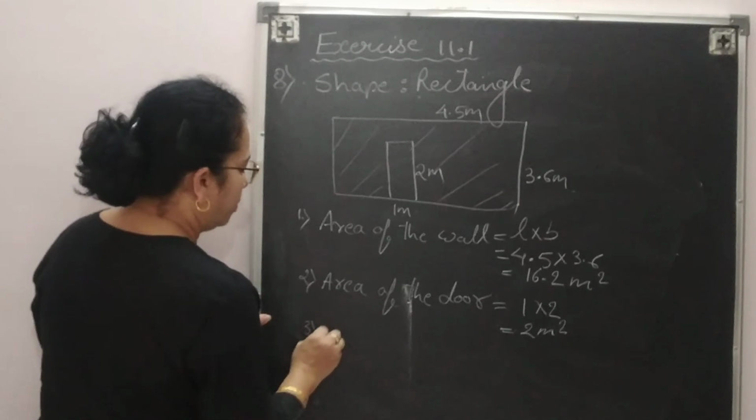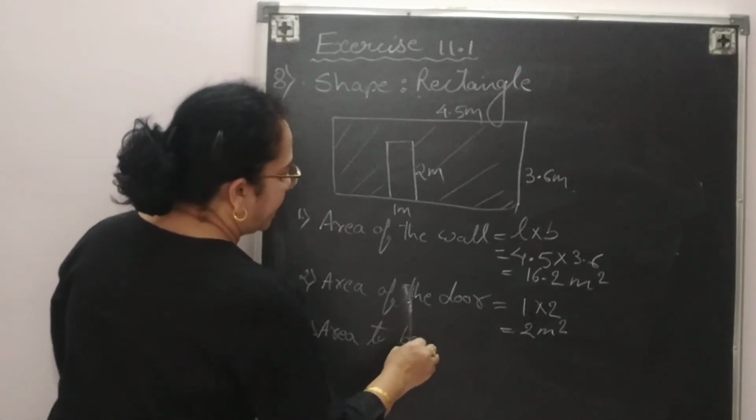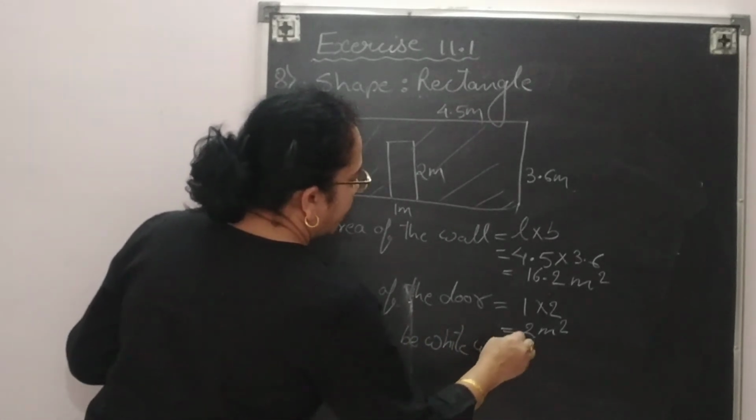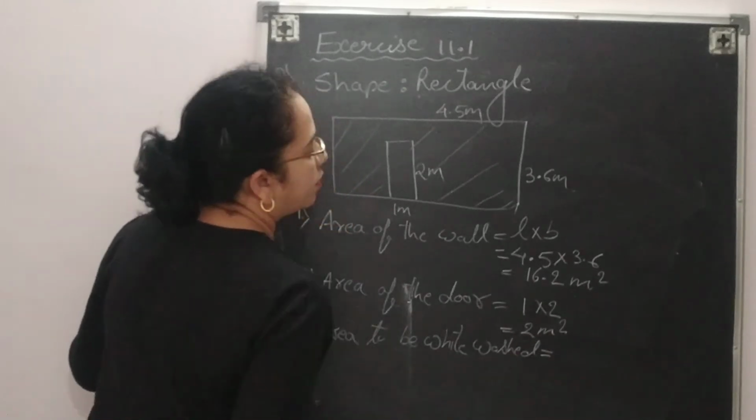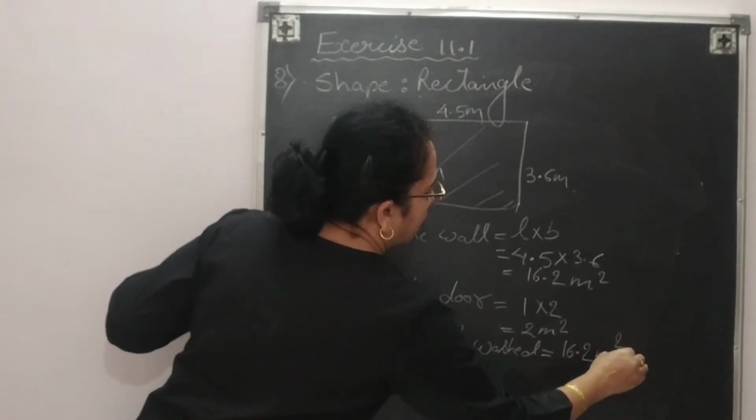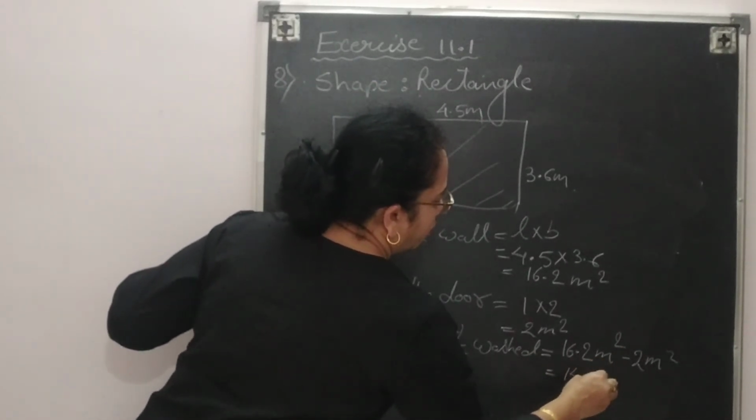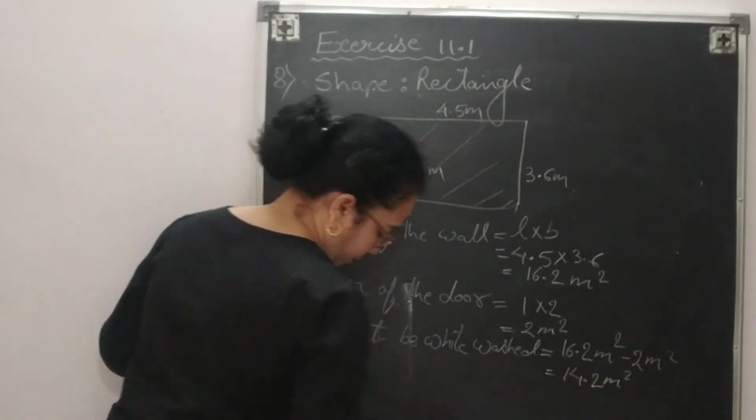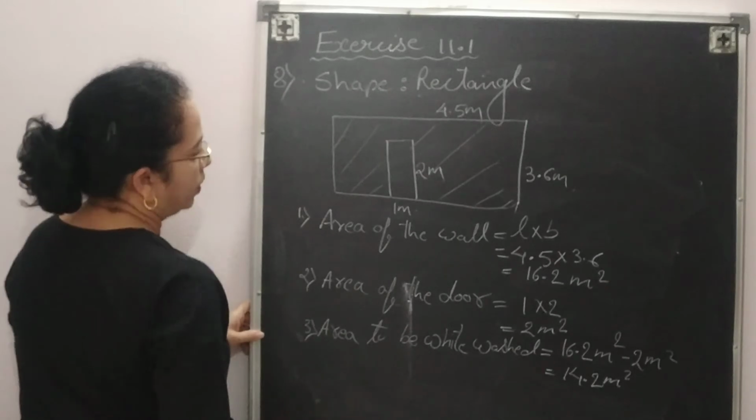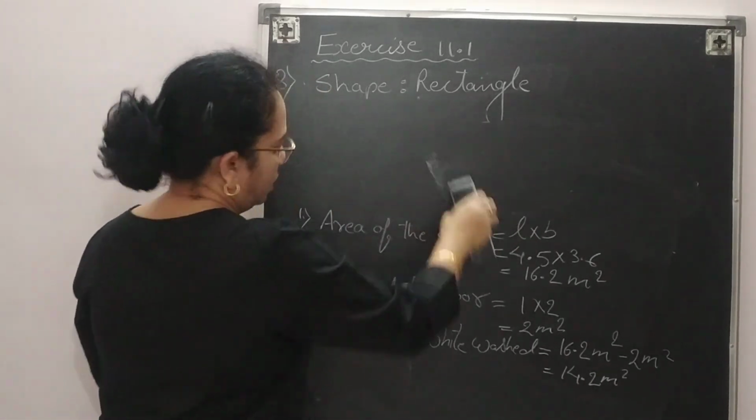And the third step, therefore, area to be whitewashed. So how to find out the area to be whitewashed? We will subtract this. So 16.2 meter square minus 2 meter square will give you 14.2 meter square. And then you need to find cost also. So let me clear this figure. Let me solve the last part here.